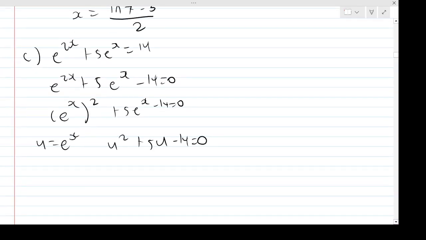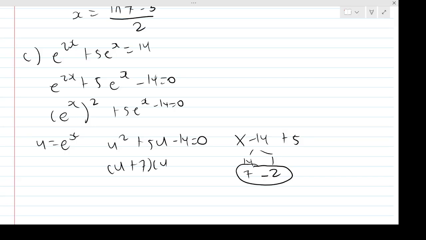Cool. So now, does it factorize? So minus 14 and add to get 5. The factors of 14 are 14 and 1, 7 and 2. Yes. And in particular, I'm going to want to take 7 and minus 2 as my factor pair, because then 7 times minus 2 is minus 14. Add them to get 5. So that factorizes to u add 7, u minus 2 equals 0. So then u is minus 7, or u is 2.